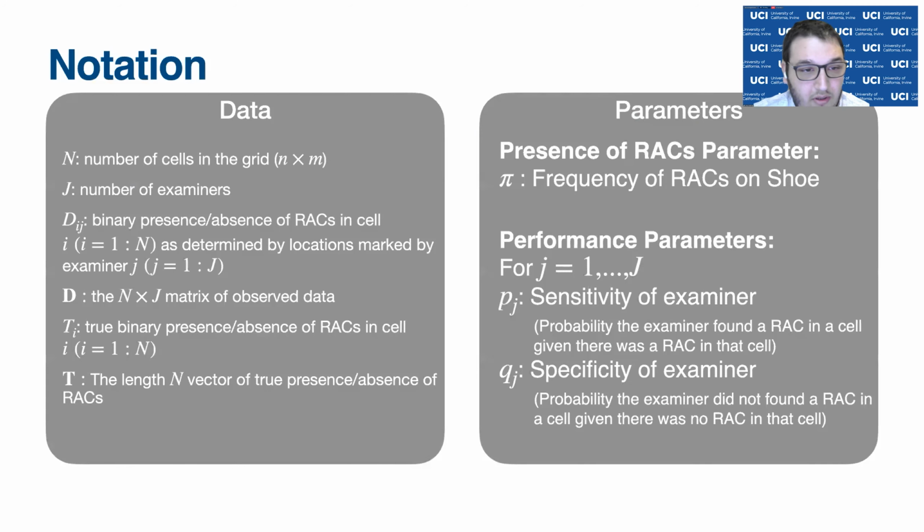So now just to go a little deeper into the model itself. Just some notation. We have our data. Our data consists of the number of cells, so that will be N. And for us, we're going to use 1200.